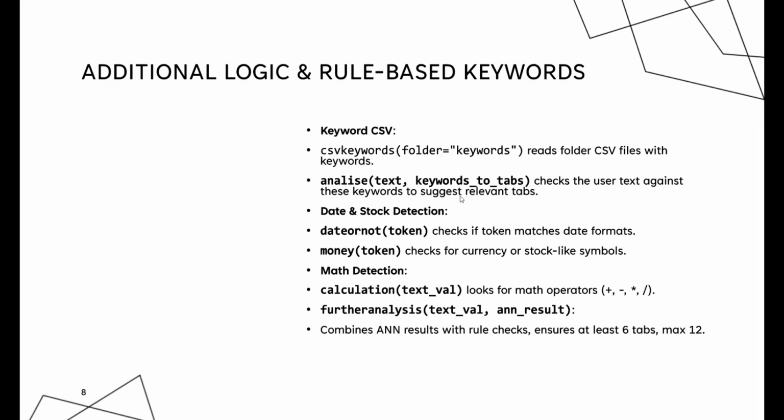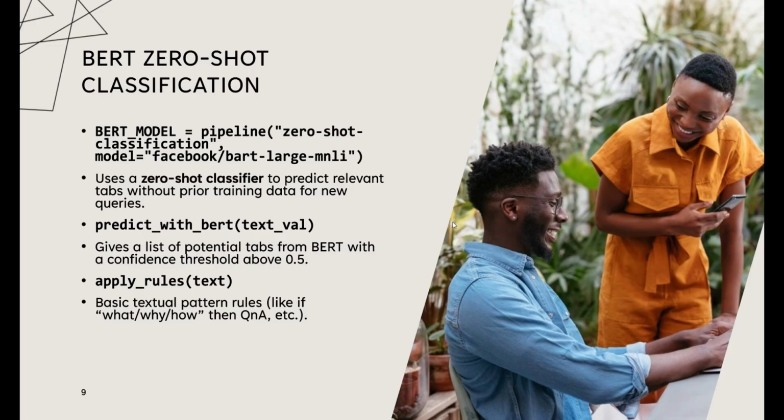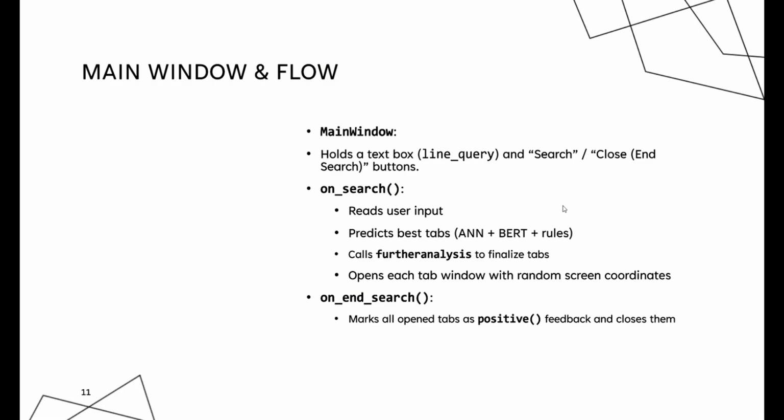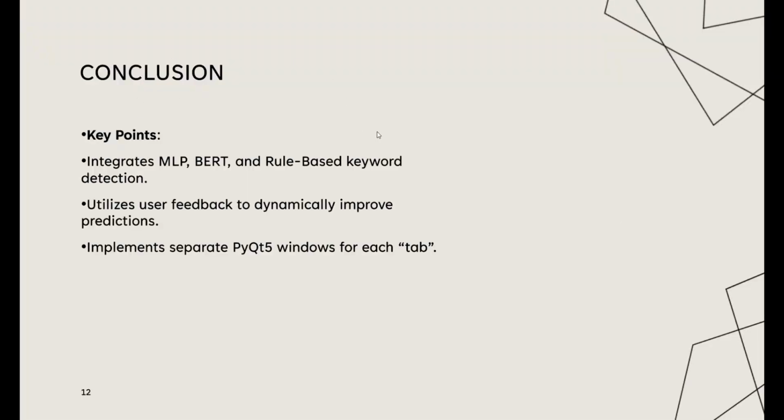And so there is this additional logic. I put some of these to fill the gaps of the whole code because in a search engine you can write anything and there's a huge amount of data. That's why I did this part. And there is this ANN and BERT method, our interface and our main code. There's this search button and close button, which helps the positive feedback. And that's it in conclusion.